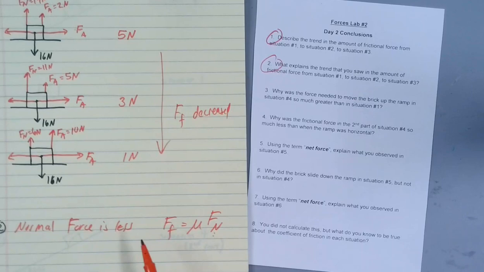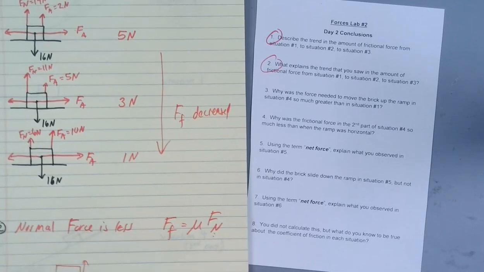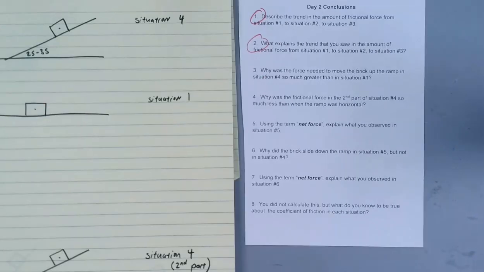This is why, like when you're trying to push something across the floor, like a heavy couch, it's easier if you lift up on the couch a little bit. If you lift up on the couch as you're trying to move it, you're actually decreasing the frictional force because you're decreasing the normal force.